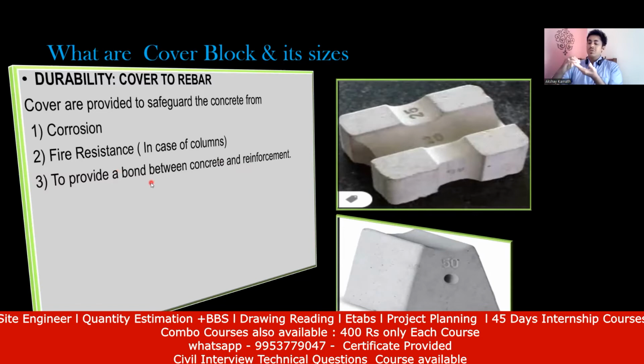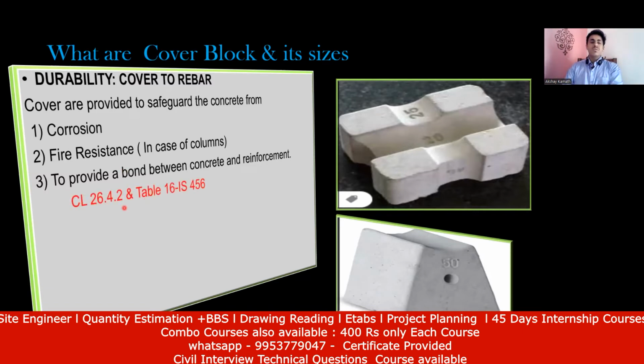And of course, we'll have to have a better bond, like I explained. If I take this as my rebar, and if I try to place a cover block here, what will happen? There will be a good bonding between my concrete and the rebar because of that space, and my concrete will go all around. So that is why we provide the cover blocks, right?